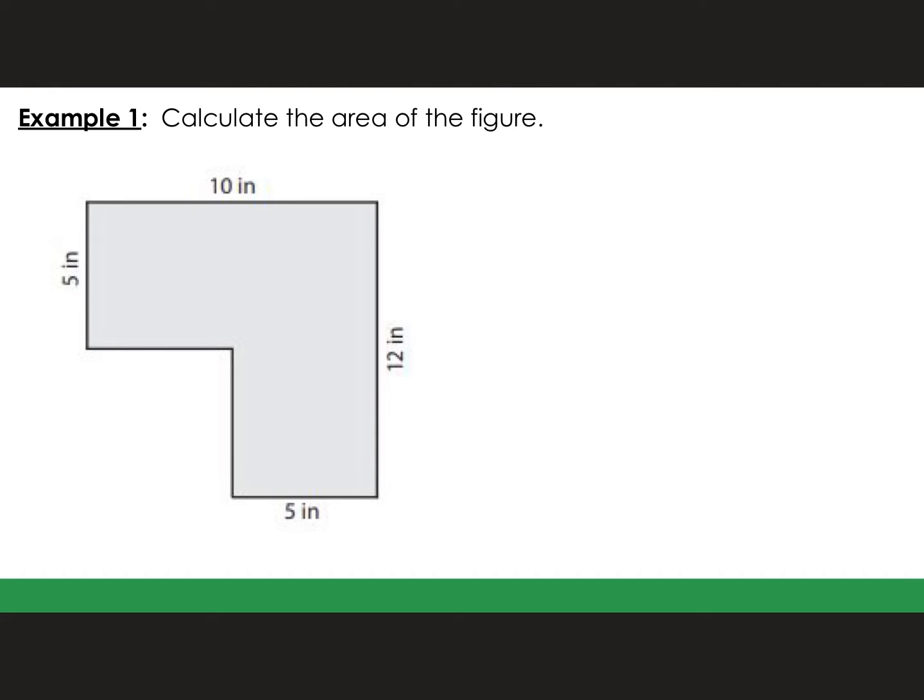So here we have a figure that is not just a normal shape. So we have to cut it into pieces and determine the area of each piece and put it together, or we could determine the area of the outside shell and subtract the area that's not shaded. So what do I mean by that?